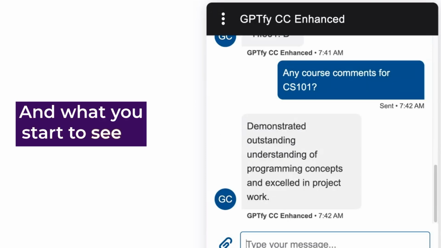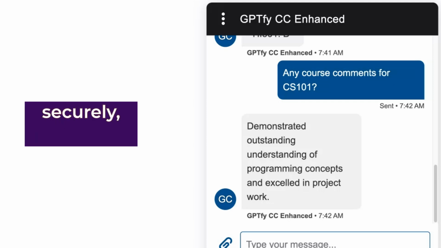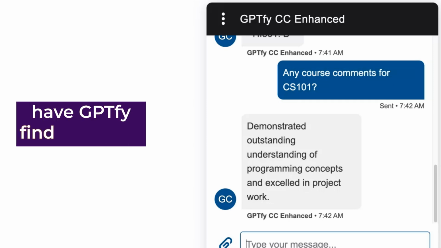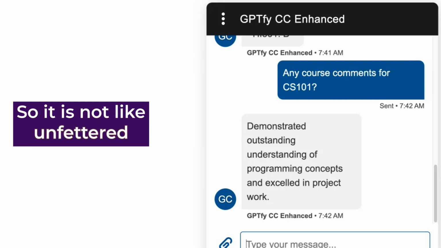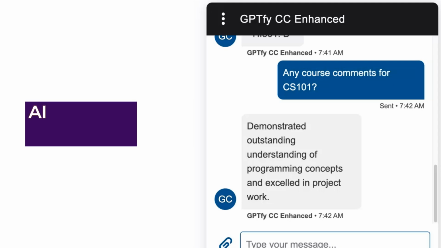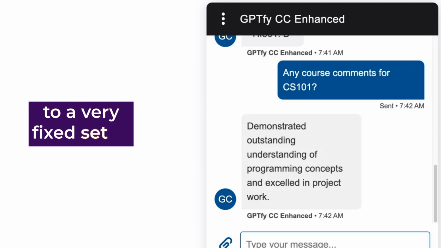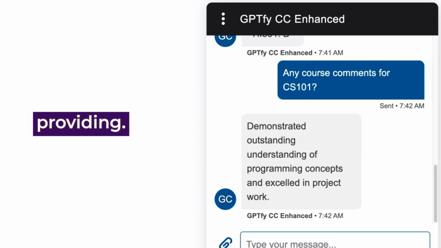And what you start to see is that it is pulling information from my Salesforce. And this is done very securely because we have GPTfy in between. So it is not like unfettered access to my Salesforce environment. It's not that we've given AI access to everything. It is a very limited, contained, secured access to a very fixed set of information that we are providing, correct?